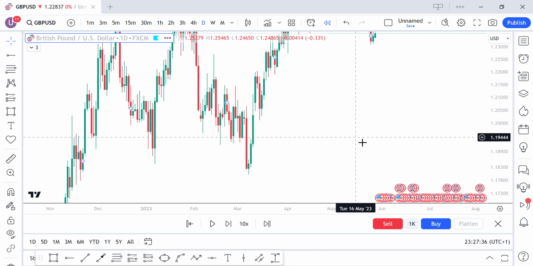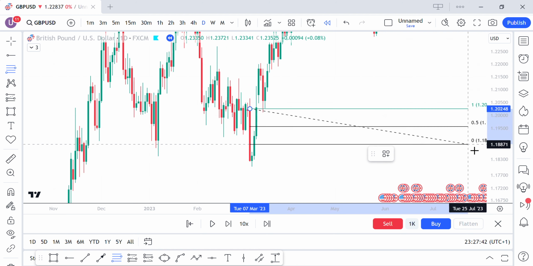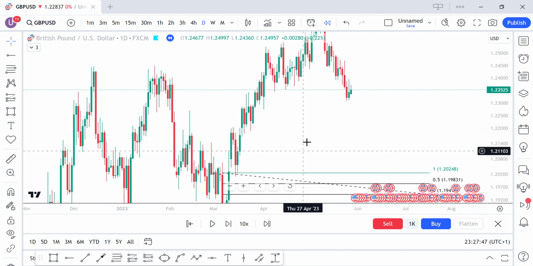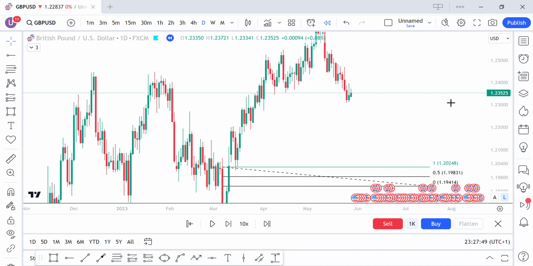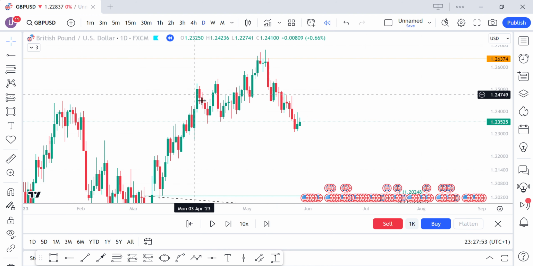Then I come here and I put my Fibonacci. I do not like this FXCM broker for charting, but I just use it. So I come here and I mark all the places that have fair value gap. So I have here 1, 2, 3, 4. You can see it. There was also a change of character here.